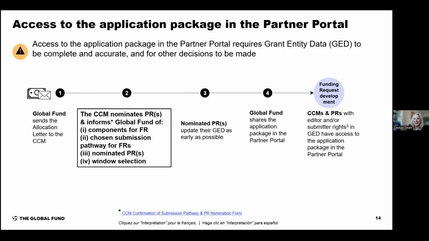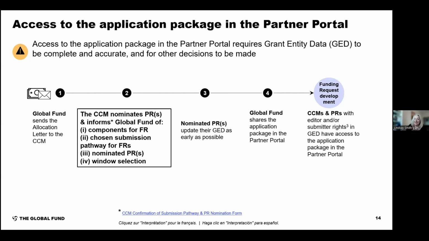The CCM is also asked to confirm the submission pathway, whether or not they choose to use the grant ready funding request, where they've nominated their principal recipient and asked the principal recipient to complete the performance framework and budget, or whether or not they choose the classic funding request submission, where they do the performance framework and budget at the funding request level. They need to identify their nominated principal recipient if they want to use that grant ready route. And they need to confirm which window selection they will be coming to. Is it window 1 or 2 already in 2026, or a subsequent future window in 2027 if they have their funding request that's not needed to be developed this year?